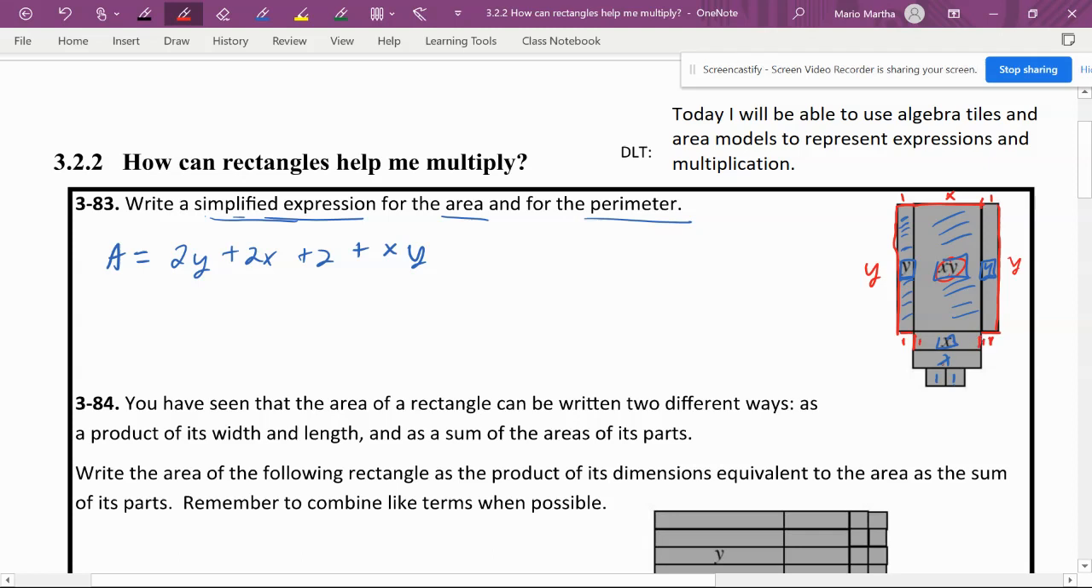Here's another 1. 1 unit, 1 unit. And then this plus this would technically just be X. And then these right here on the side are 1 as well. All right.